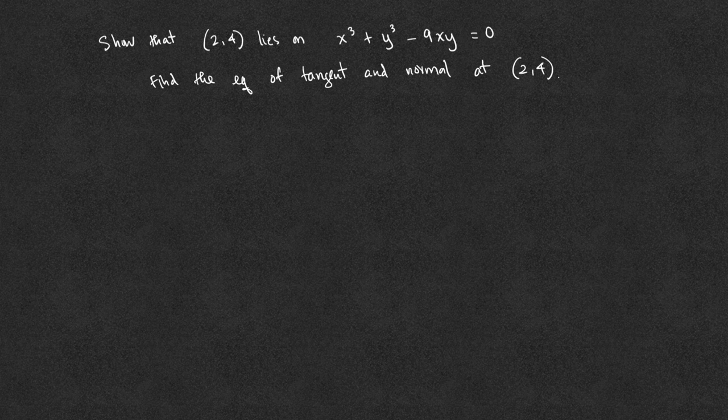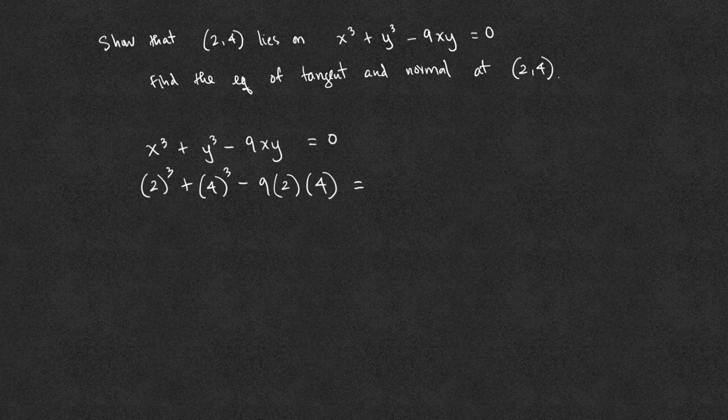The point lies on the graph if it satisfies the equation of the graph. This means if we were to plug the point x, y, which is (2, 4), into the equation, equality holds. And that is what we need to check. x cubed plus y cubed minus 9xy equal to 0, where x is 2 and y is 4. And so we replace x with 2 and y with 4, and we need to check if this is indeed 0.